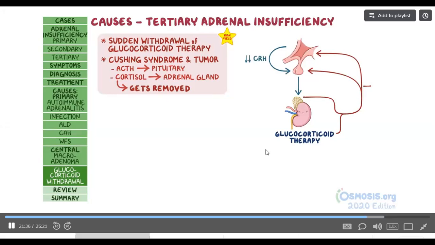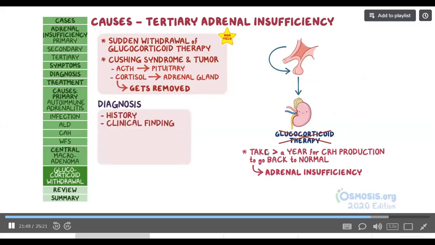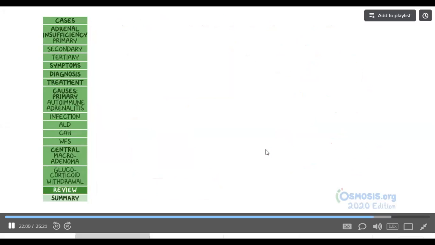But when the cause of high cortisol levels is removed suddenly, it can take more than a year for CRH production to go back to normal, resulting in adrenal insufficiency. Diagnosis is based on a combination of history, clinical findings, imaging, and serum cortisol, ACTH, and CRH measurements. Treatment is hormone replacement therapy. All right, as a quick recap.